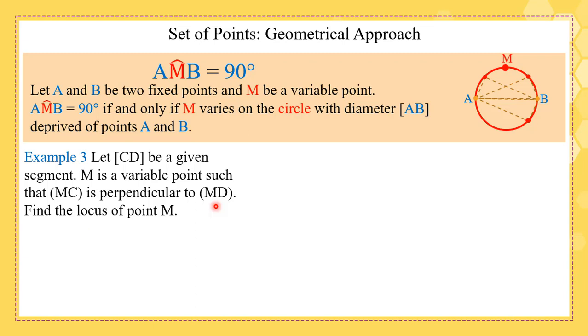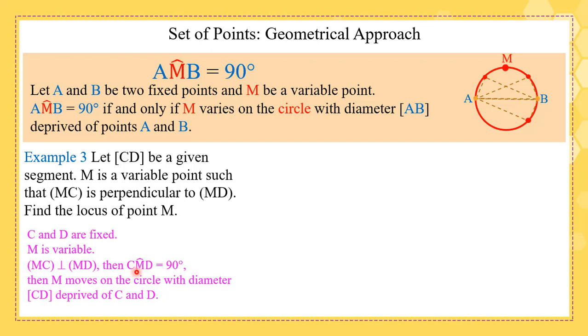Let's specify the fixed and variable points. C and D are fixed, M is variable. Now, MC is perpendicular to MD means that angle CMD is 90. So where does M move? It moves on the circle with diameter CD deprived of C and D.